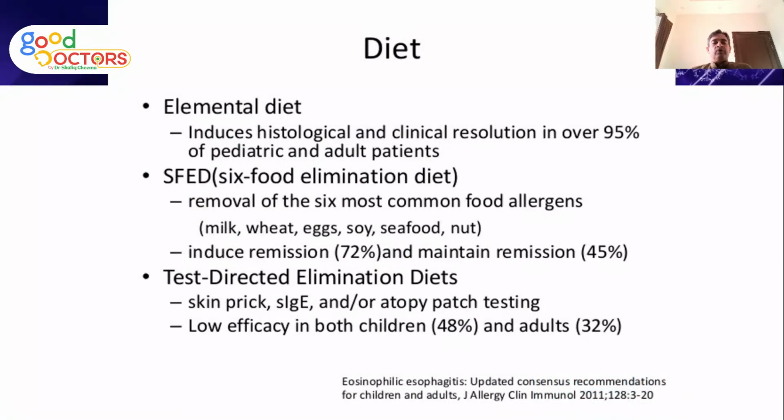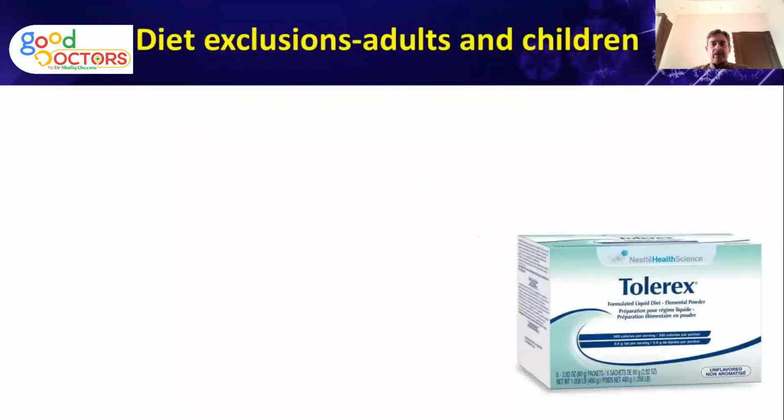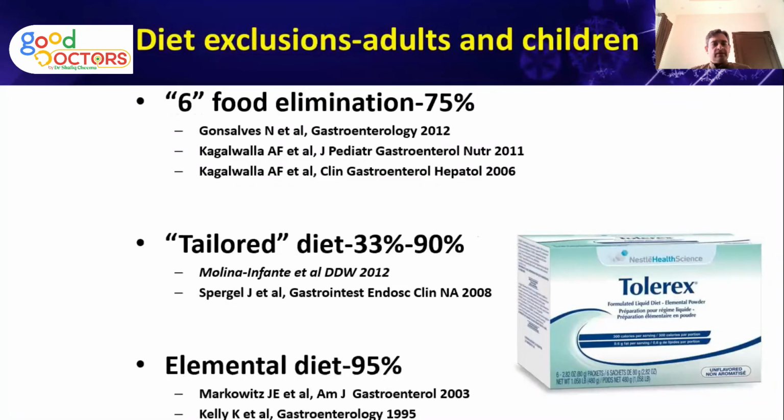And then the third way of doing it is that you check every food for allergy, for clinical manifestation, like skin prick test and other tests, that is patch testing. But that has shown low efficacy, both in children as well as in adults. So your major focus is the 6-food elimination diet. That seems a bit more practical as compared to the other 2 options in dietary management. So there is a lot of data, and obviously elemental diet has the best results, followed by 6-food elimination and obviously the tailored diet.